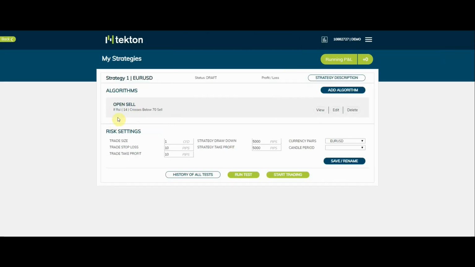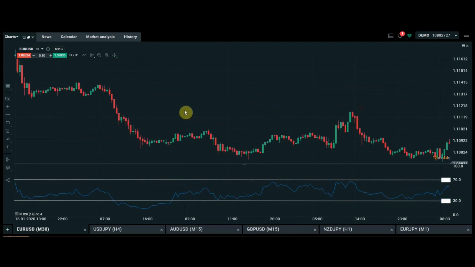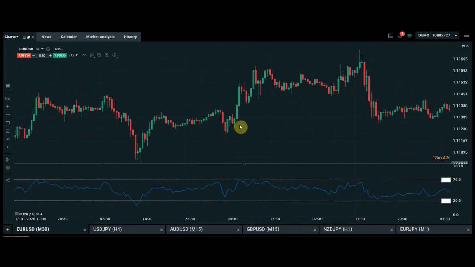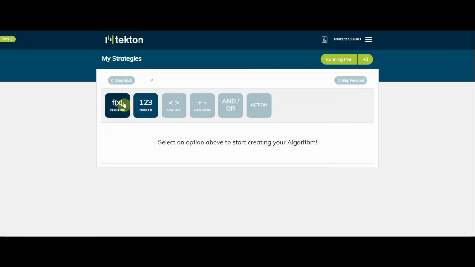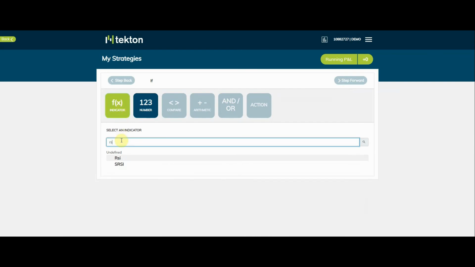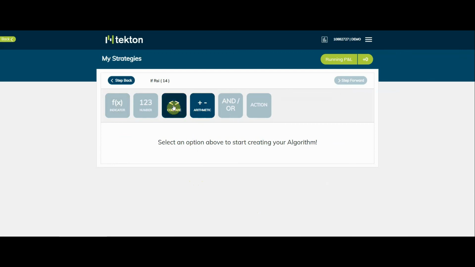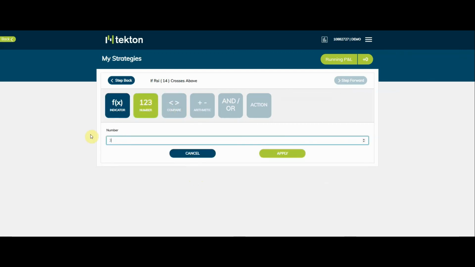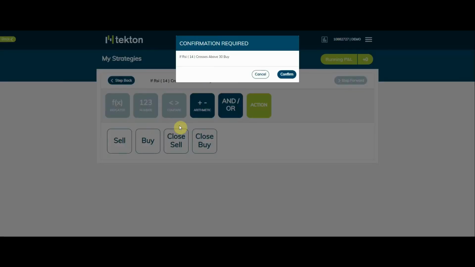That's simple, using the RSI. There's the RSI there. So what we're saying is when price crosses below the RSI 70, for example, we're looking to sell. We can now add the buy. So the same thing, when RSI 14 crosses above the number 30 this time, and again these numbers can be anything, the action is to buy.